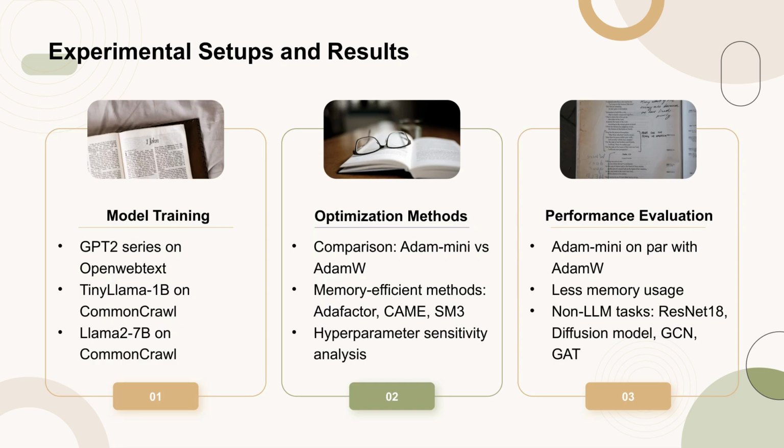In this section, we discuss the experimental setups and results. First, we trained various models including GPT-2 series on OpenWebText, Tiny Llama 1B on Common Crawl, and Llama 2-7B on Common Crawl. We compared different optimization methods such as Adam Mini and AdamW, along with memory-efficient methods like Adafactor, CAME, and SM3. We also conducted a sensitivity analysis on hyperparameters. The results show that Adam Mini performs on par with AdamW but uses less memory. Additionally, we evaluated Adam Mini on non-LLM tasks including ResNet 18, Diffusion Model, GCN, and GT, where it achieved comparable or better performance than AdamW.